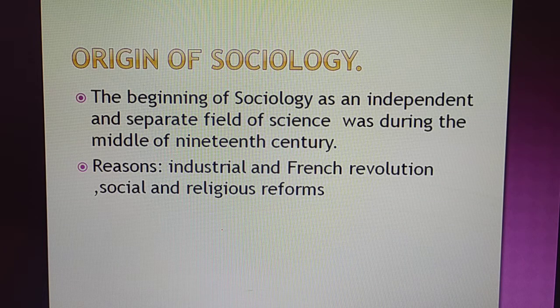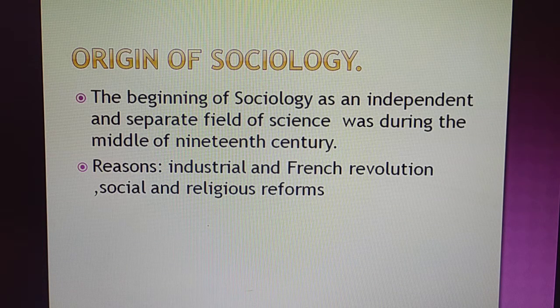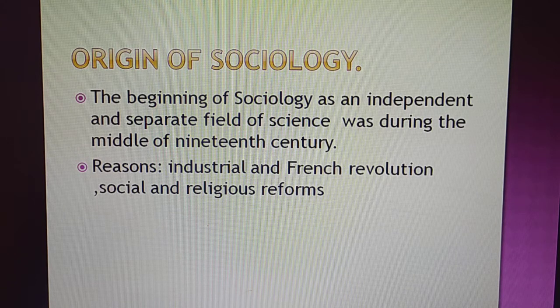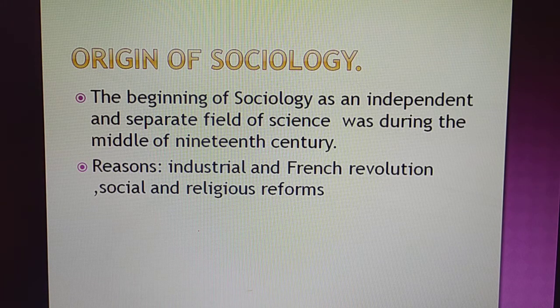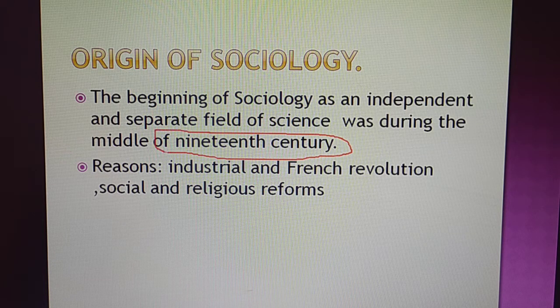Now let us move on to the origin of sociology, how sociology originated over a period of time. The beginning of sociology as an independent and separate field of science was in the middle of the 19th century. That means sociology started to originate as an independent subject in the 1850s decade. This is the era in which sociology started to be studied separately as a field of science.